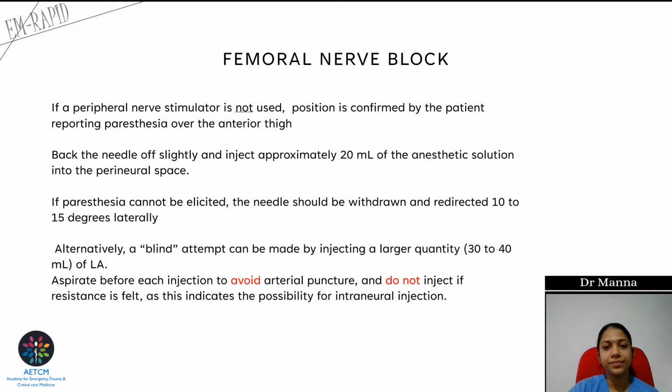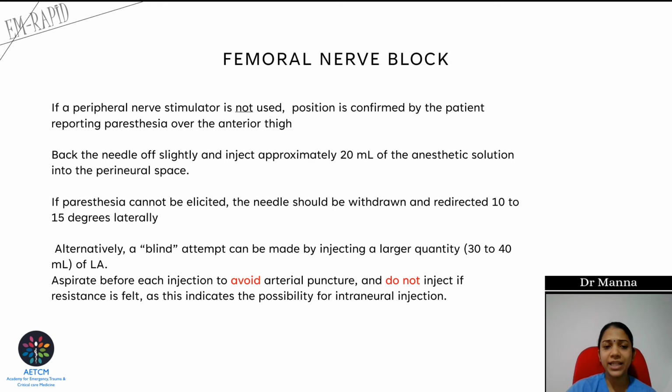And if we are doing it without a peripheral nerve stimulator, then we will confirm the position when the patient reports paresthesia over the anterior thigh. Once we are pricking the nerve, the patient will complain of paresthesia over the anterior thigh. So we will have to pull the needle slightly outward so that we can anesthetize the perineural space. So inject 20 ml of anesthetic solution into that perineural space.